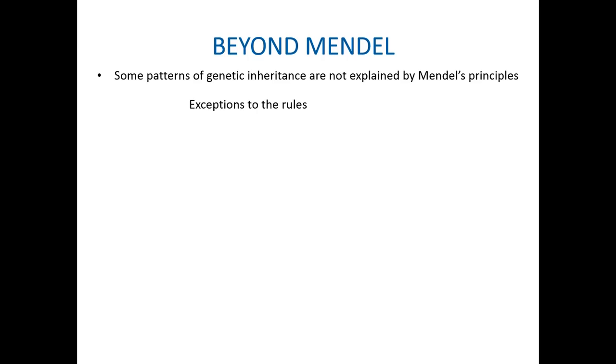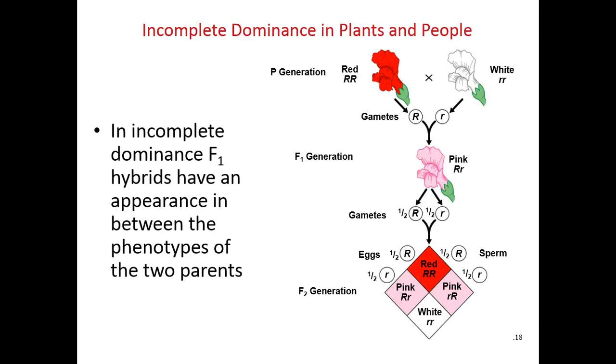There are exceptions to Mendel's rules. One of them is incomplete dominance, which you can find in plants and in people, and that's when you actually have a third phenotype. So in simple inheritance, you've got only two phenotypes. You've got red and white. In incomplete dominance, the heterozygote has a phenotype that is in between both the dominant and the recessive. So here you have a pink phenotype. It's quite common in plants.